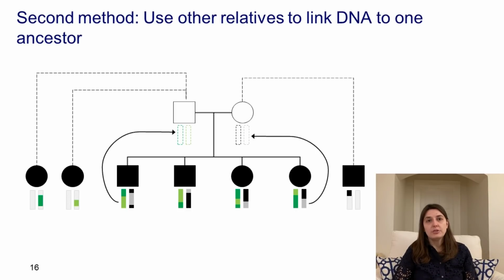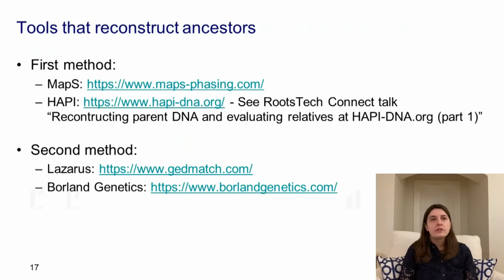And even though this picture shows a set of siblings and other relatives, this same principle applies for the cousin case. All we need is individuals that are related to the common ancestors, but not descended from them. So lastly, tools that do these forms of reconstruction. The first method is done by MapS and Happy. Happy is the subject of another talk here at RootsTech Connect. The title is on this slide. And then this second approach is done by Lazarus at GEDmatch or by Borland Genetics. And so I encourage you to check these tools out and try to make use of them.